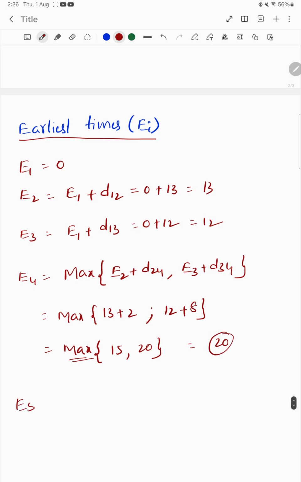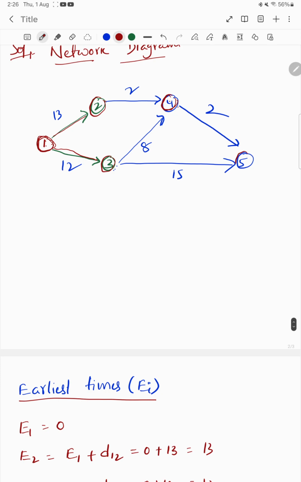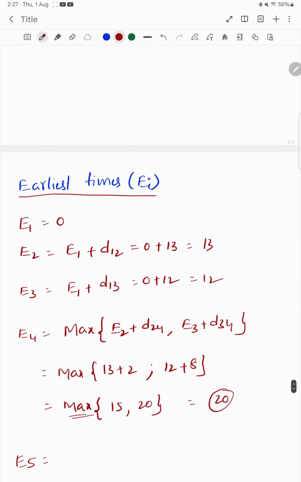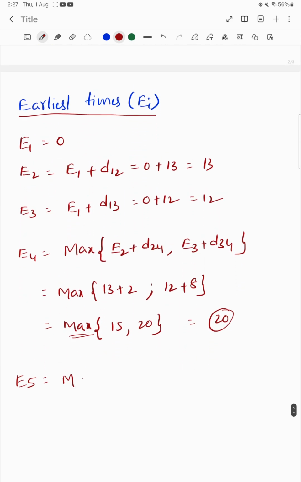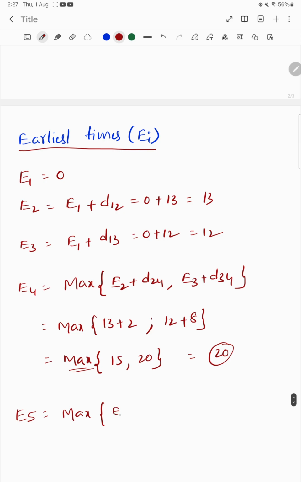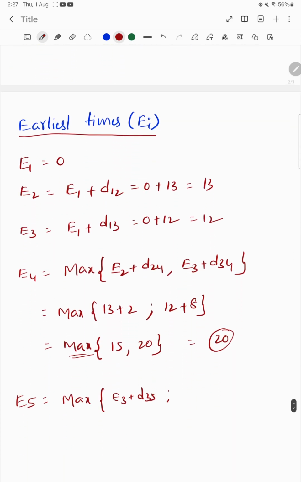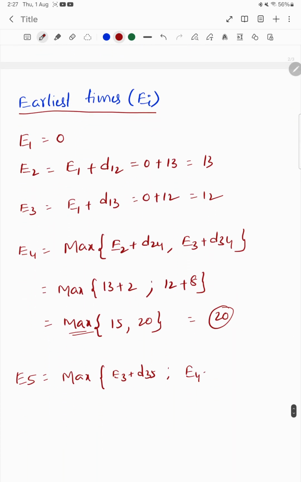Coming to E5, we can reach 5 by two paths: one is from 4, another is from 3. So we can write the maximum of E3 plus the duration from 3 to 5, and E4 plus the duration from 4 to 5.